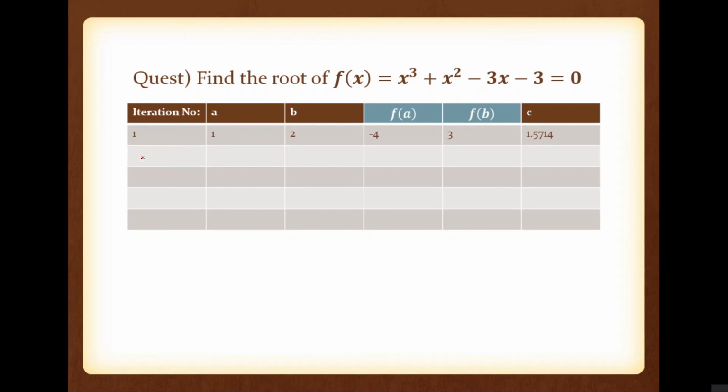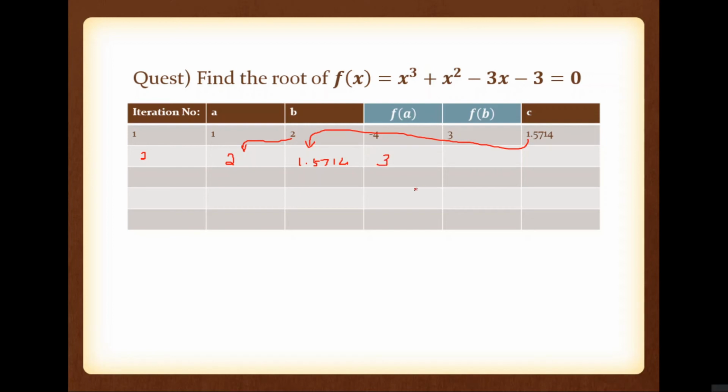Now what is the second iteration? In the second iteration, you have to take a equal to b. So new a is this b, so this is 2. And what about the new b? New b is this c. So b is equal to 1.5714. There is no need to find f of a again, because previous b is current a, meaning previous f of b is current f of a. So this is 3.